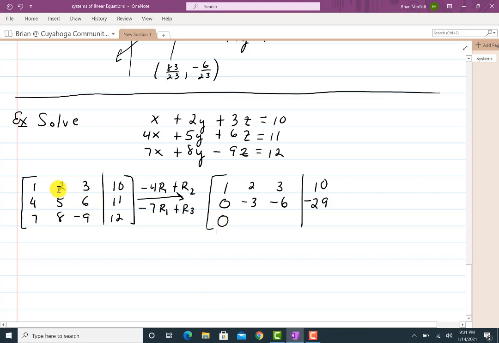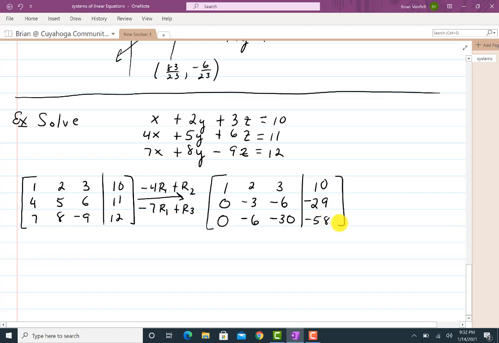5 times negative 7 is negative 14. Negative 14 plus 8 is negative 6. 3 times negative 7 is negative 21, plus negative 9 is negative 30. And then finally, let's see, negative 7 times 10 is negative 70, plus 12 is negative 58.